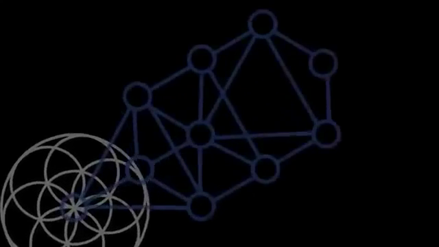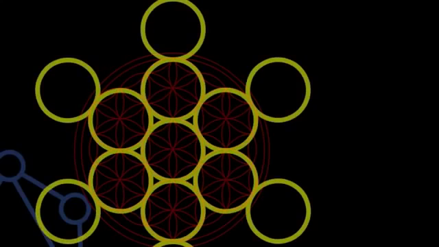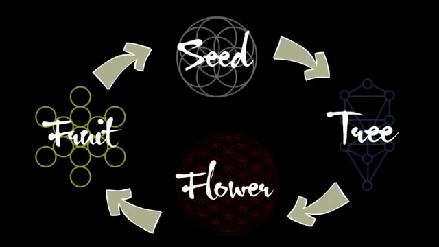The seed of life sprouts the tree of life. The tree blossoms the flower of life. The flower produces the fruit of life, and the fruit of life contains the seed of life.